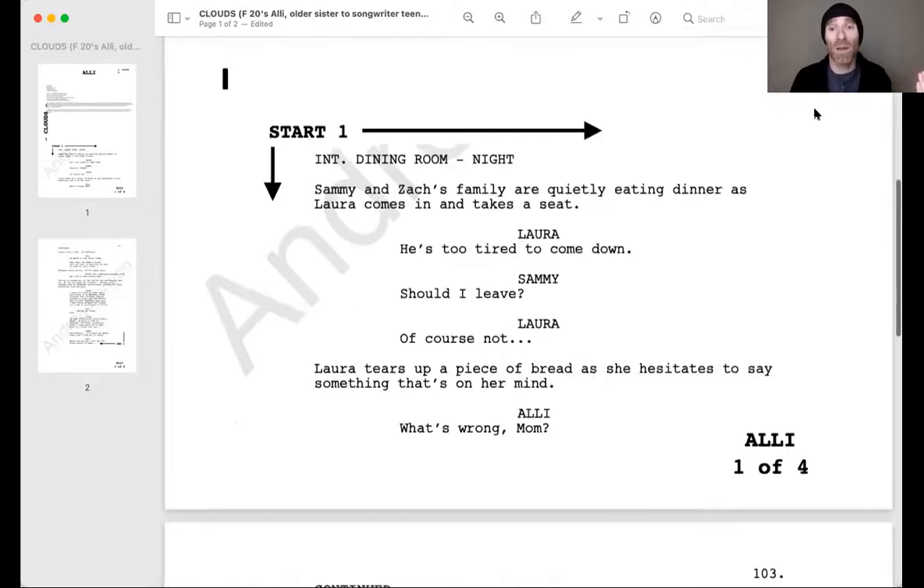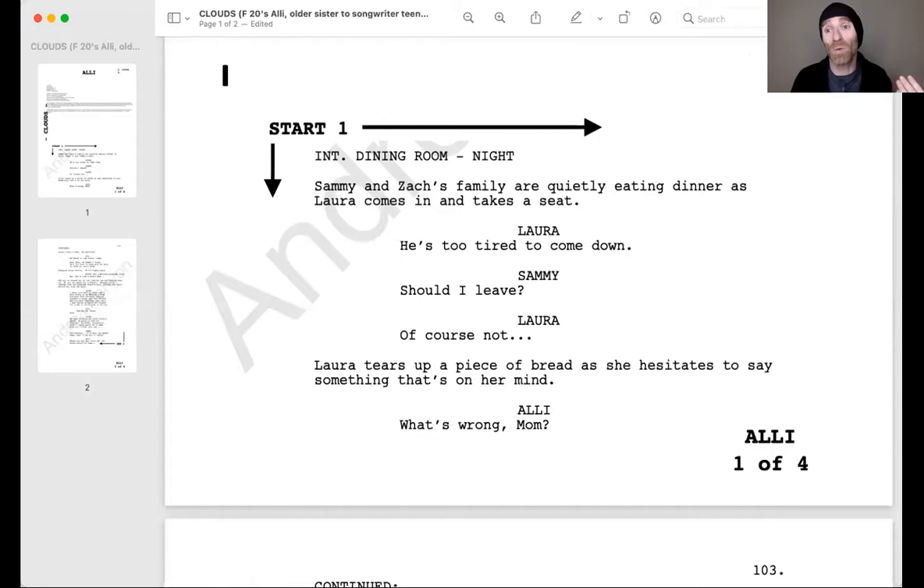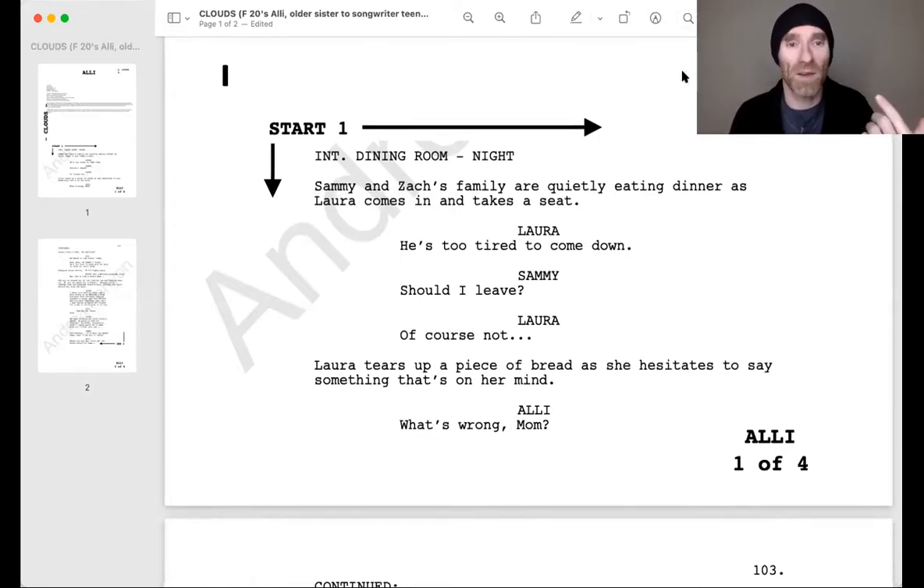The mom has more arc, and if you are a young person, I recommend preparing the role of Alli. When we look at the scene again, you can see that there's nothing explicitly in Alli where the character has to be older in order to tell the story.